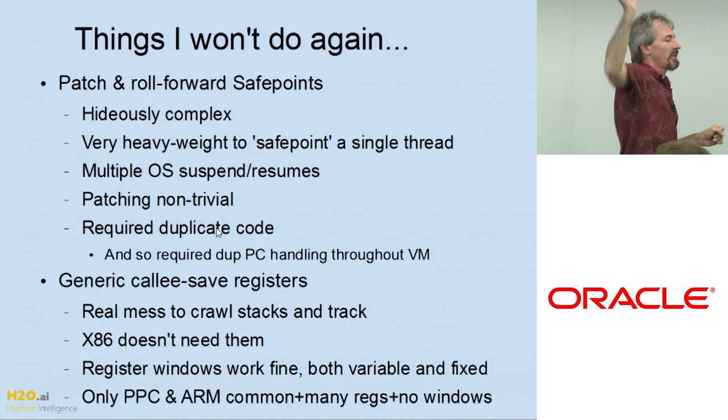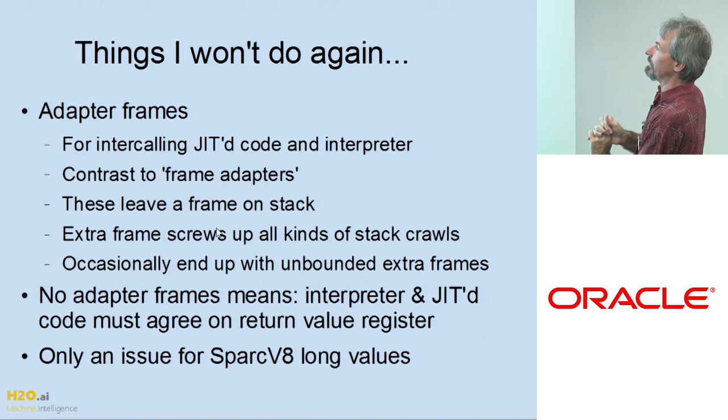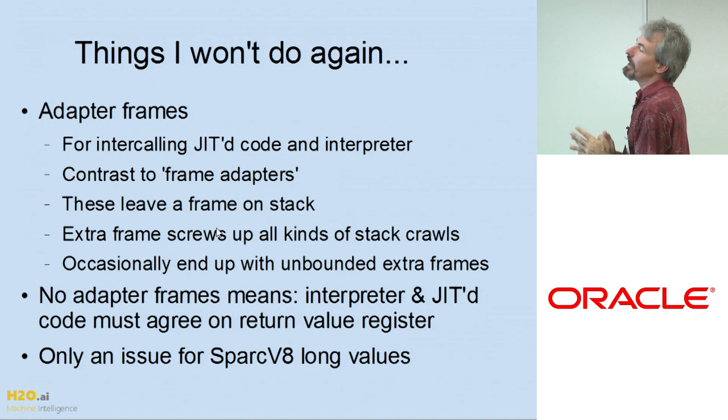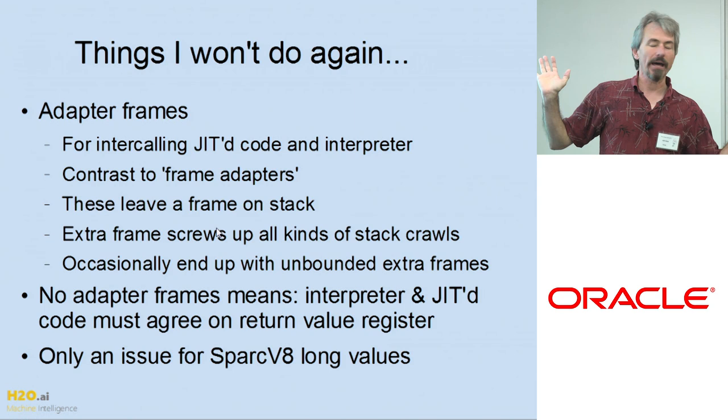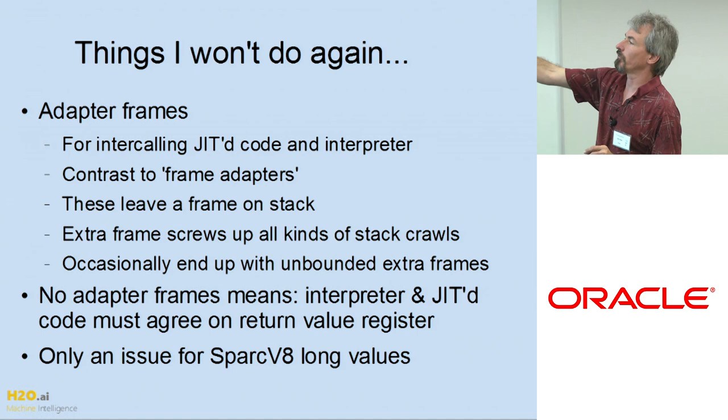OK, adapter frames versus frame adapters. This is a thing that I put in, and I totally regretted it. It was a way to do a shuffle between registers, as I mentioned before, except the adapter frame left a frame on the stack, as opposed to a frame adapter, which just did the shuffle and is a tail call out of there, and didn't leave a frame on the stack. When you leave a frame on the stack, the extra frame screws up all kinds of things having to do with stack crawls, because it has no semantic meaning to anyone else. It's just there as a leftover from reorganizing the arguments.